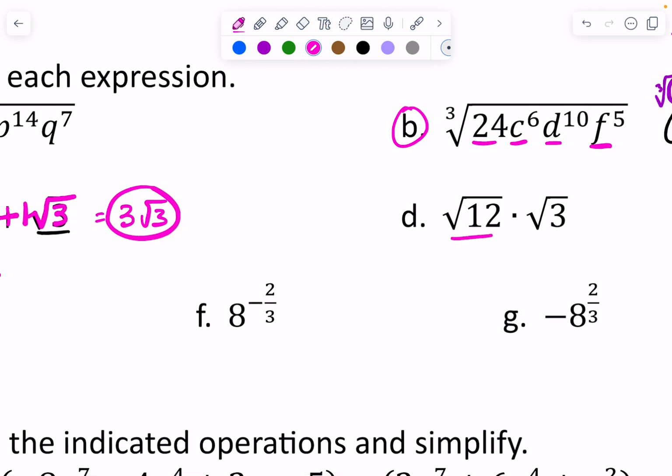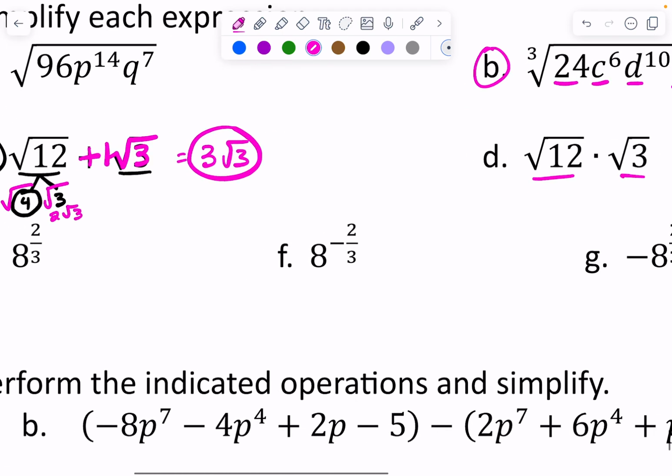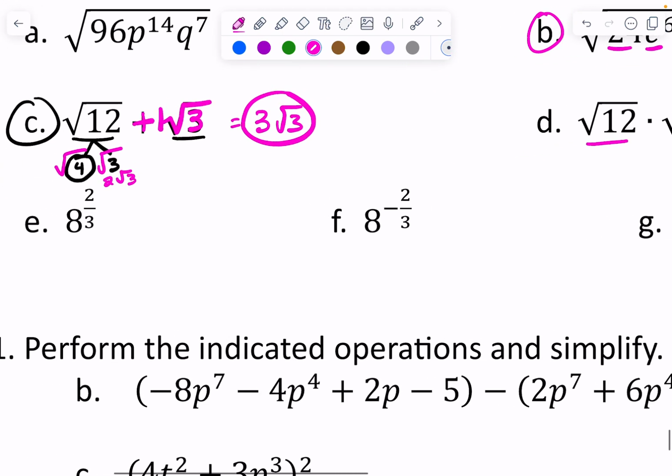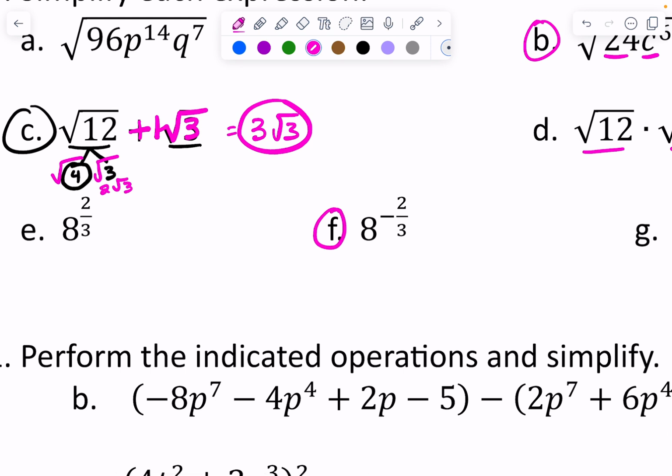D, you're multiplying, so see if you can figure out how to multiply that together, all right? Let's do F together, and we'll see if you can figure out the other two, okay?